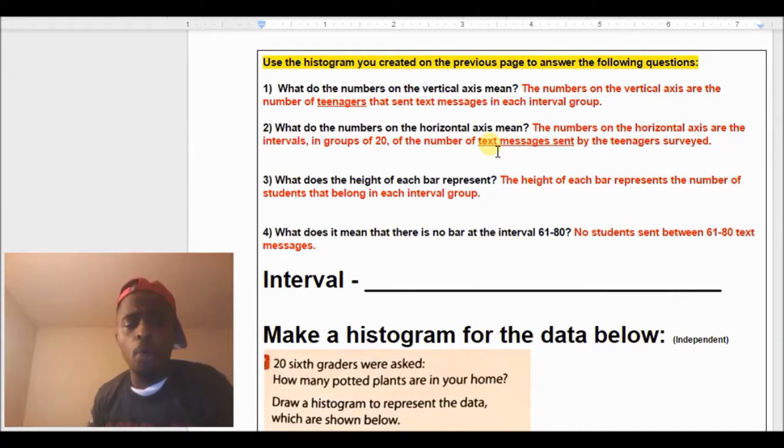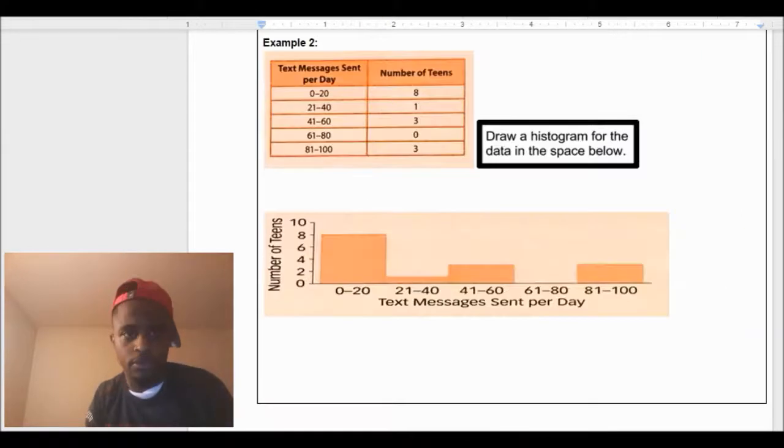Number 3, what does the height of each bar represent? The height of each bar represents the number of students that belong in each interval group. So if we look at our graph, the height of each bar represents the number of students who text 0 to 20 times per day, and that was 8 students. So the height of the bar represents the number of teenagers or students that fall into this category, all right? And the height of all the other bars represent the number of students who fall into that category.